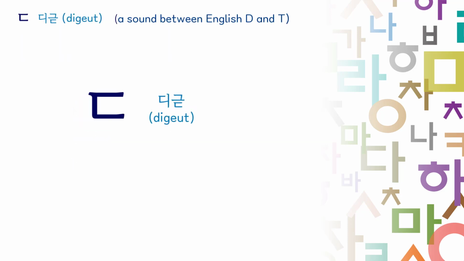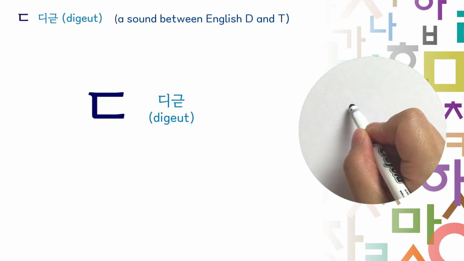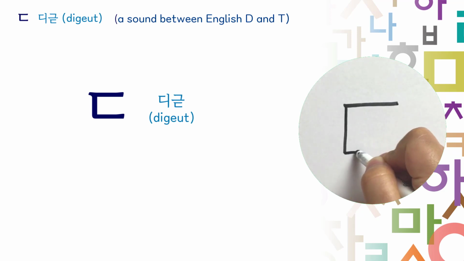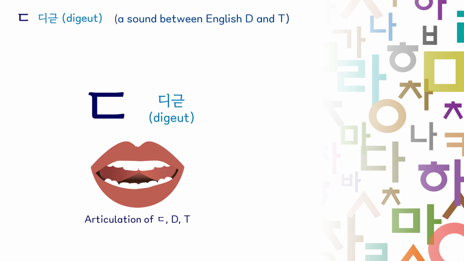Okay, so the second mildly aspirated consonant is 티귿, 티귿. And 티귿 is written like this. And similar to 기역, 티귿 is regarded as a sound somewhere between the English D and T. And the reasons are very similar. The articulation between 티귿, D, and T is very similar.